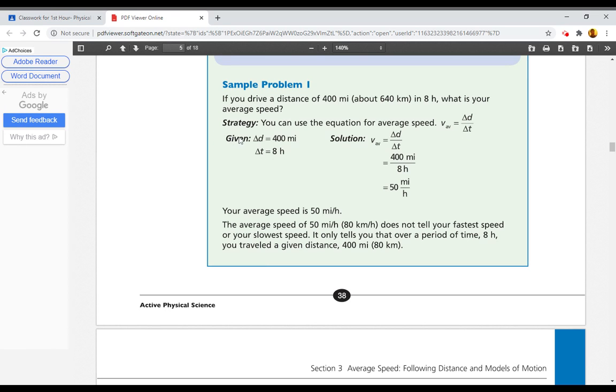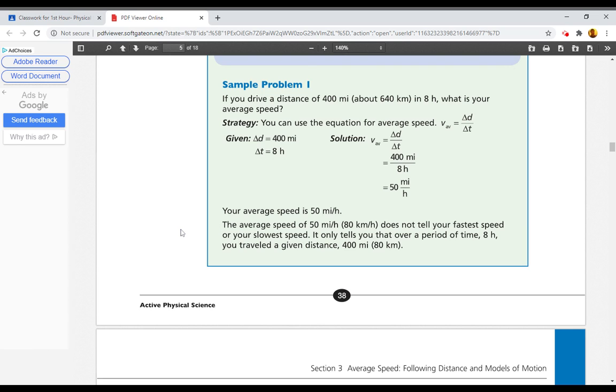So your given is that the distance is 400 miles, your time is 8 hours, so you just plug these in. So you do 400 divided by 8 equals 50. So the answer is 50 miles an hour. Your average speed is 50 miles an hour.